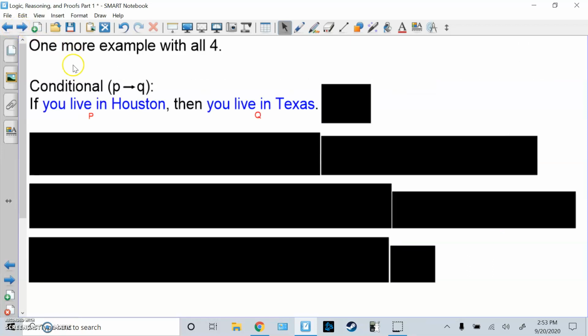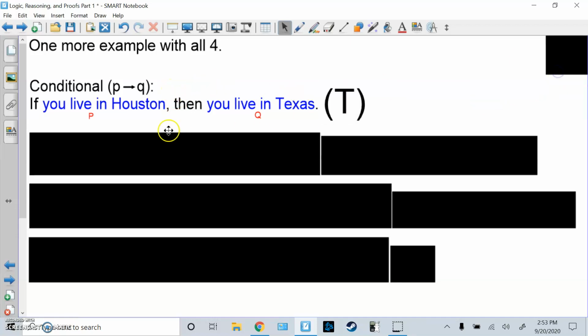One more example, all four. Here's the conditional. They have to give you the conditional. So again, it's P to Q. If you live in Houston, then you live in Texas. So all I know is right now you're in Houston. Does that mean you're in Texas? The answer is yes, that's true.